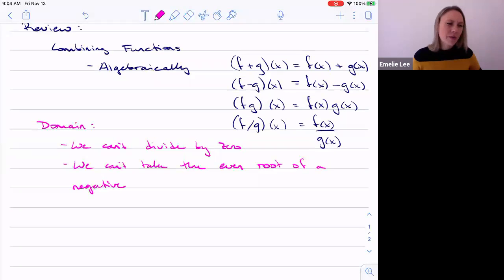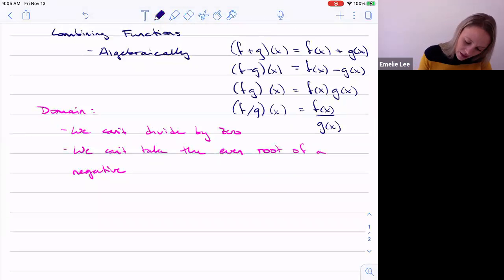And flipping through Shaun's notes, I feel like he's already brought up the log, but I don't know if he's incorporated it into our domain spiel yet. We can't take the log of a negative or a 0. I'll leave it off for now because we haven't gotten to logs yet. So even though I've seen it in his notes, I'm going to leave it out for now.